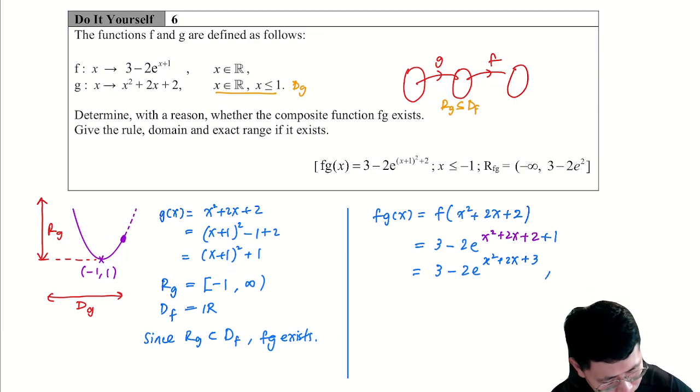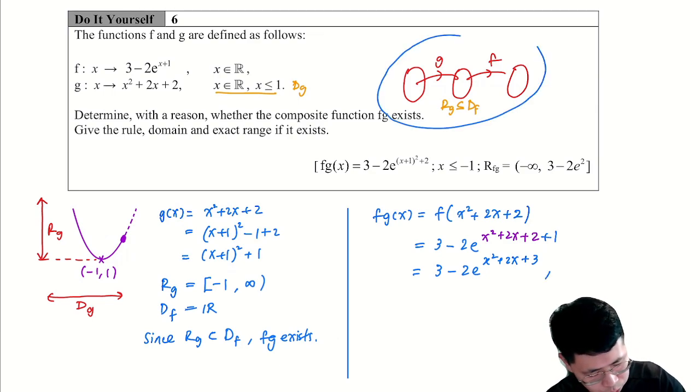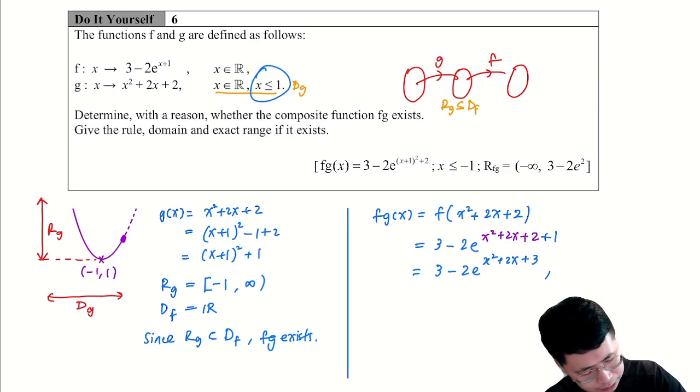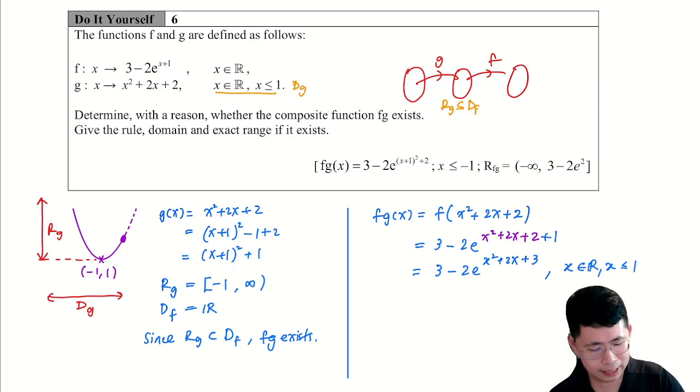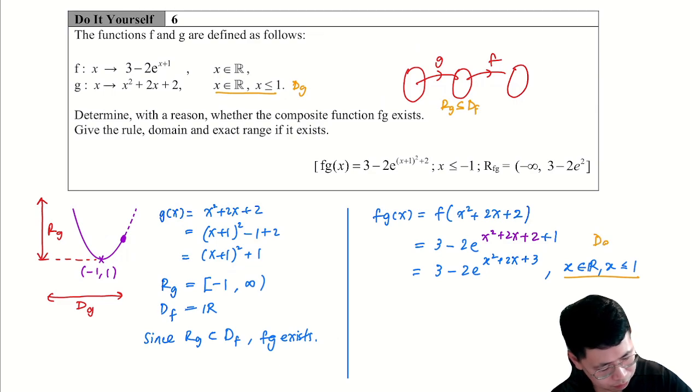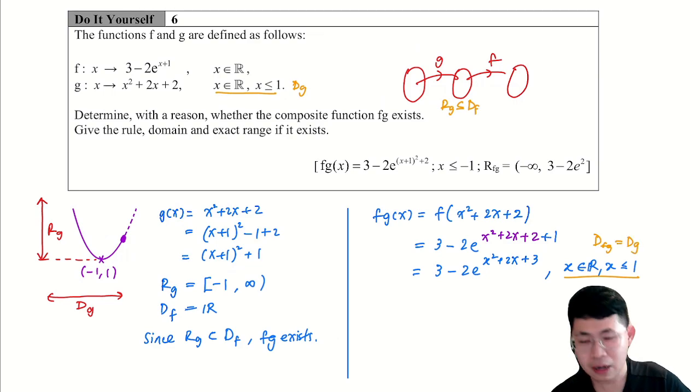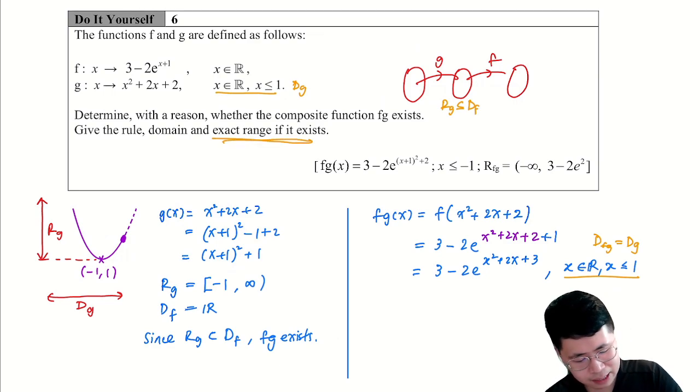So what is the domain? The domain of the whole process starts from the domain of g. And what's the domain of g? Over here, the domain of g is x is a real number such that x is less than or equal to 1. So one more time, the domain of the composite function is the domain of the first function.